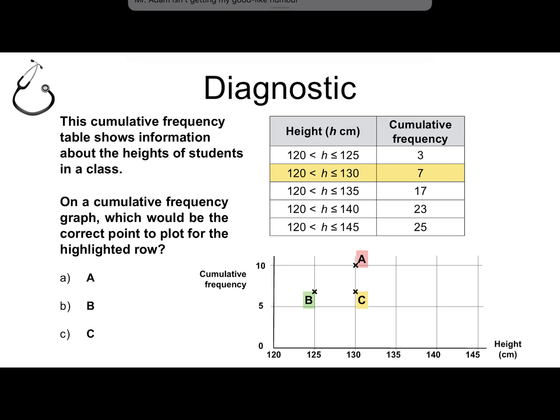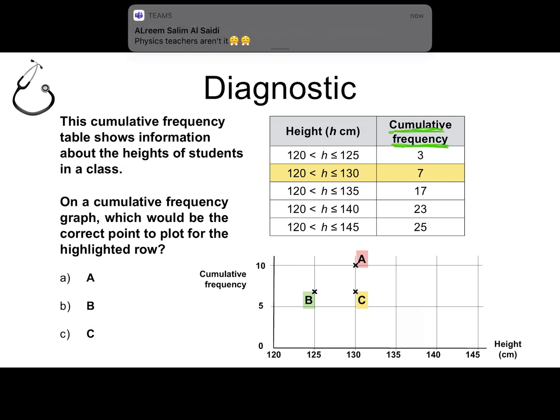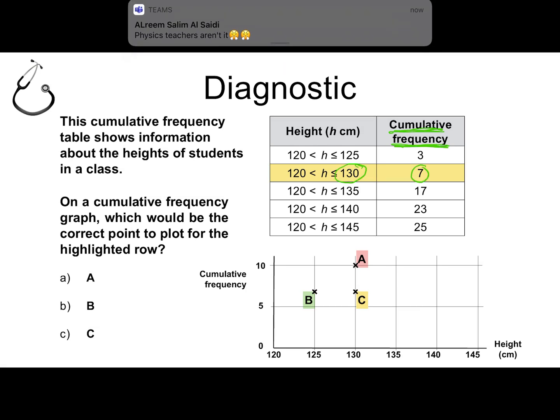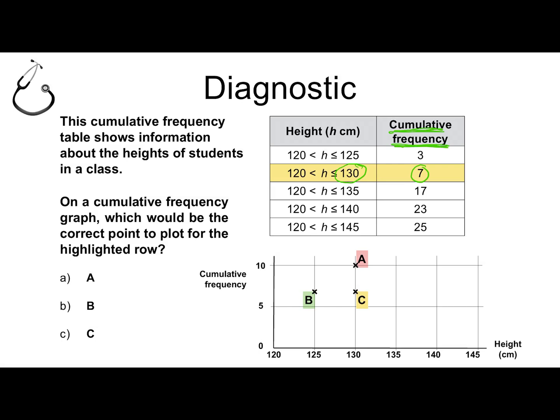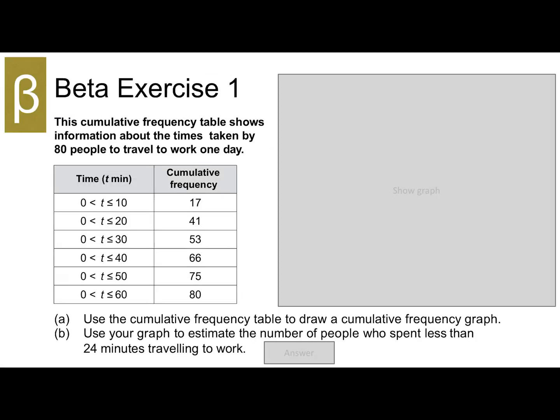So, let's just check some understanding. Here we've got a cumulative frequency graph. Which would be the correct point to plot for the highlighted row? Now remember, you've got cumulative frequency here already. This is not frequency. So you're always going to do the upper point against cumulative frequency. So 130 against 7, the answer is C. Okay?